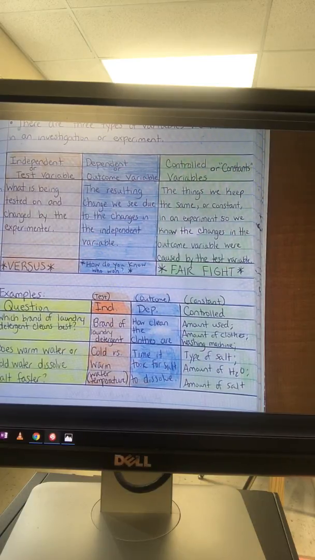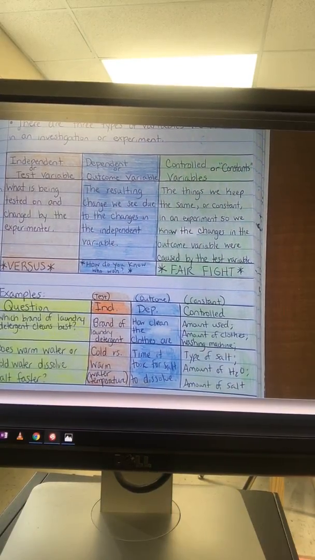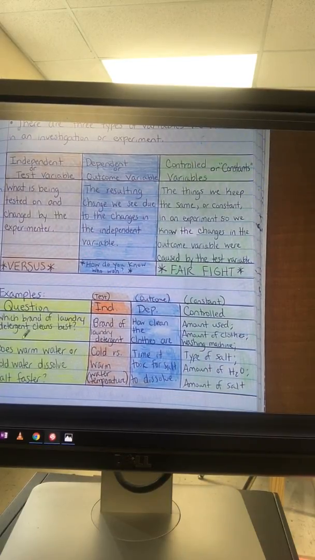So if we are trying to figure out our versus, who is competing against who? In this scenario, brands of laundry detergent are competing against each other. So that would be our versus, right? How are we going to determine who won the laundry detergent competition? You are going to define that in whatever way you decide what cleans best means to you. But we're going to be looking for essentially clean clothes.